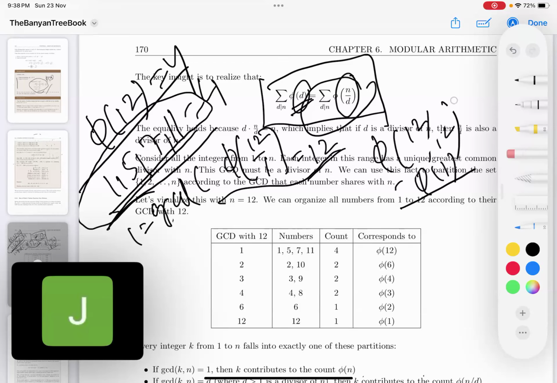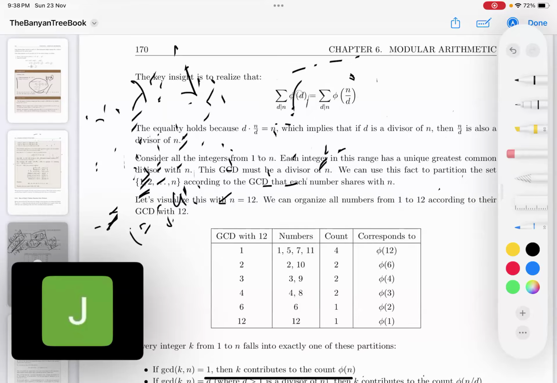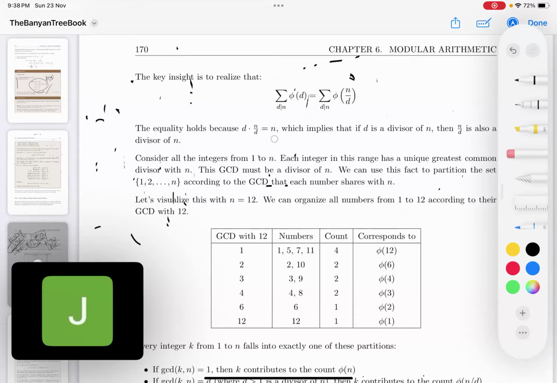Sir, the equation you're talking about, you have explained it two times, so we kind of understand that. We kind of know how this works. We don't need examples, sir, for 12 or any number. Okay, so you understood this, right? Yes, sir.